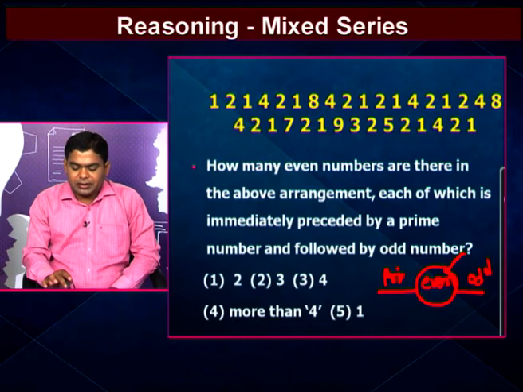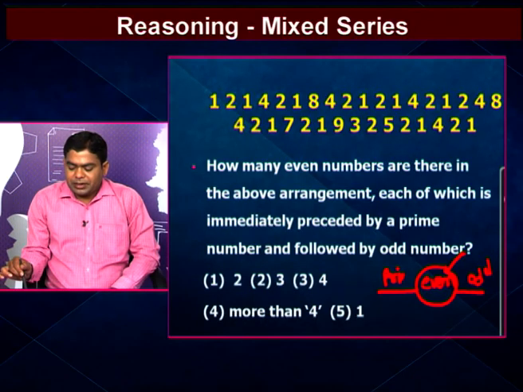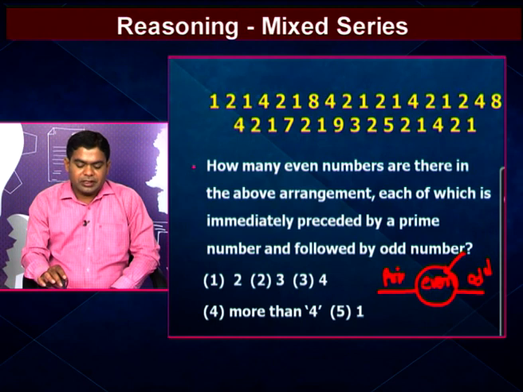After that we go to the next even number. That one is 4. It must be preceded by a prime number, but it is preceded by an even number. That one is not satisfied. After that we go to the next even number. That one is 2. It is preceded by 4, but according to our condition it must be preceded by a prime number. That means this even number is not satisfied. After that we go to the next even number. That one is 2. Here it is preceded by a prime number and followed by an odd number. That means this 2 satisfies the given condition.